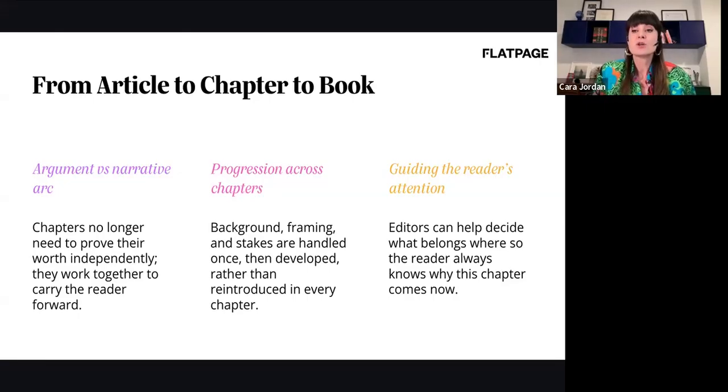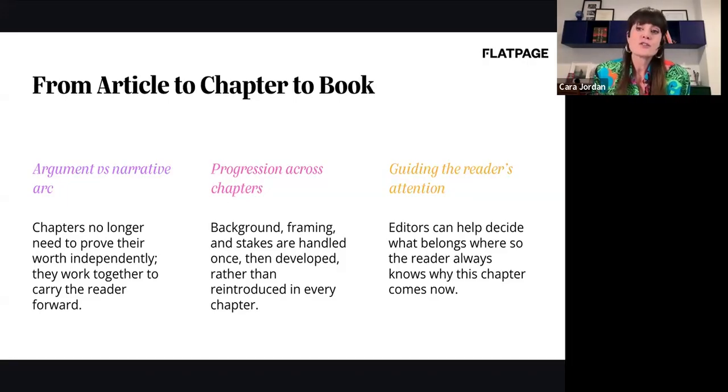A trade-facing book works a bit differently. It's not a collection of complete units. It's a sustained experience over time. The reader is not encountering each chapter fresh. They're carrying memory, expectations, and questions as they move forward through a text, as they read the entire book. That's the goal. We want them to read the entire book.